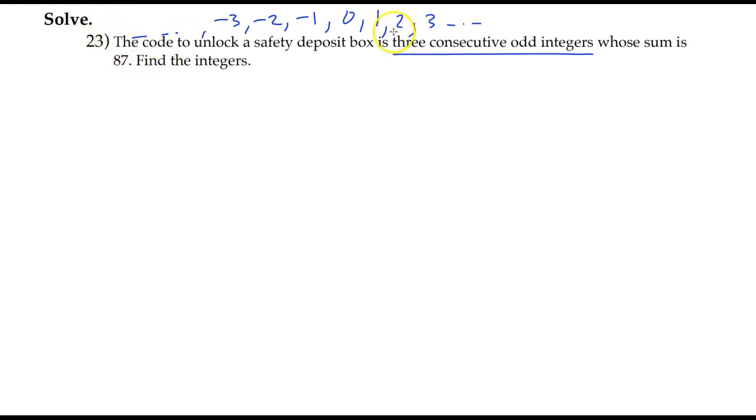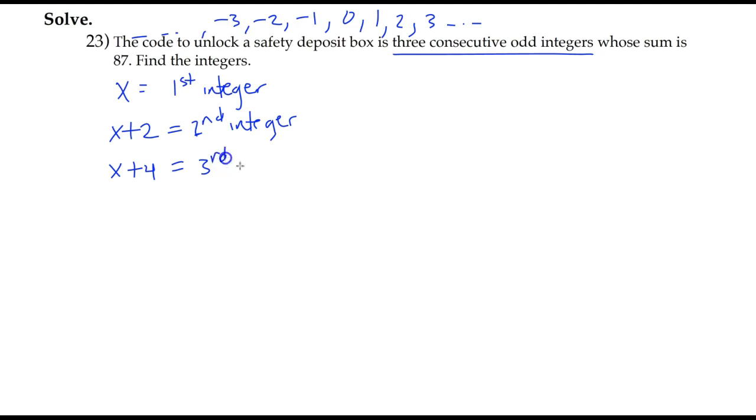So odd meaning numbers like 1, 3, 5, 7, whatever. And we know that since they're odd, the difference in between any 2 odd numbers is 2. So if we let x be our first integer, whatever it is, then x plus 2 is going to be the second integer, because there's a difference of 2 in between each odd integer. And if we add 2 more to this one, that'll be x plus 4. That will be our third odd integer. And I should put here that they're odd.